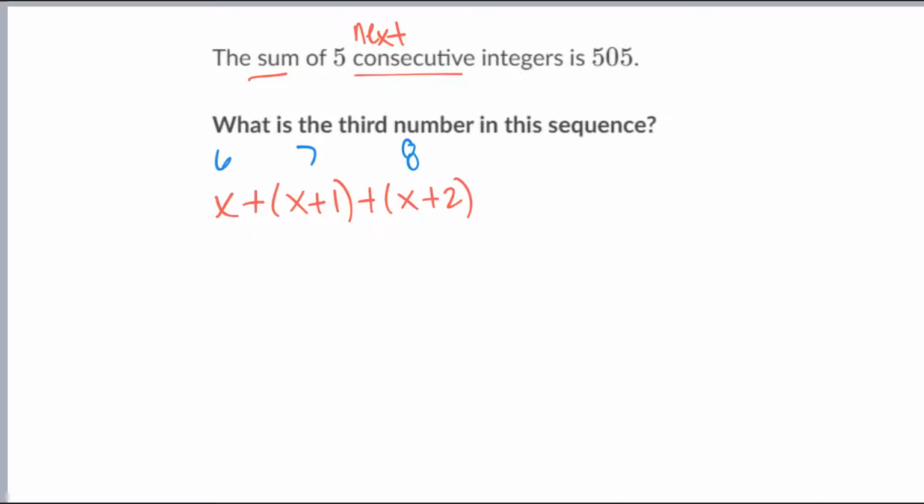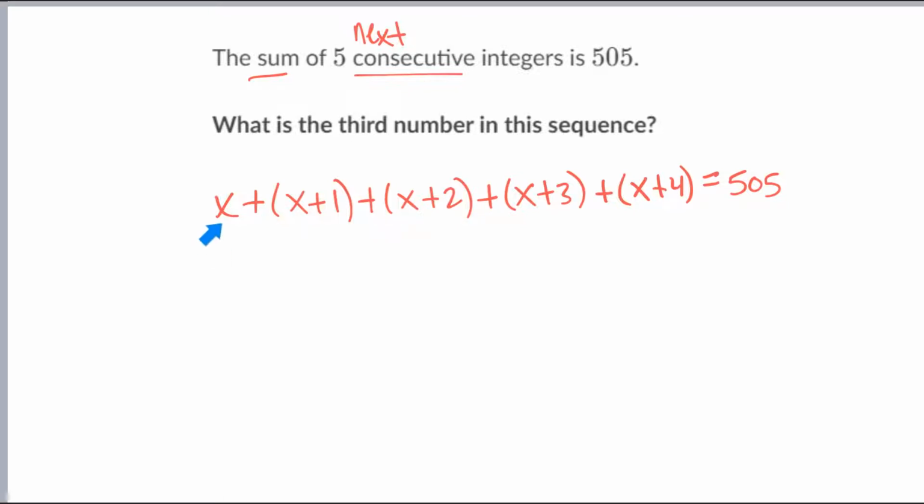Anyway, I'll finish this off now. I'm finished explaining the theory behind this. And I need 5 of them. I've made 3. And then here is x plus 3. That would be the next one. And then plus another one, x plus 4. And the whole sum is equal to 505. All right, so now I solve this, and this will give me the very first number in my sequence.